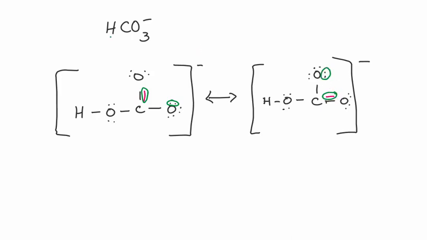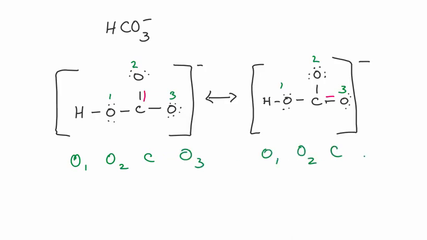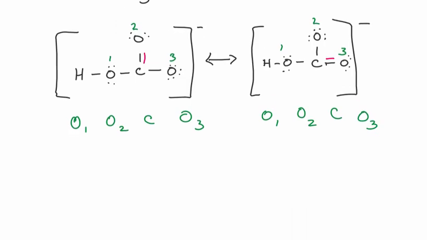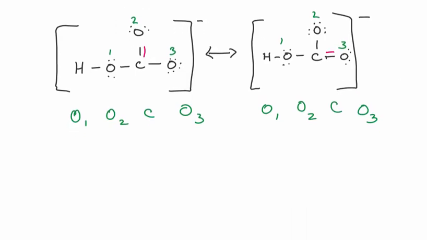If I number these atoms, or the oxygens rather, the carbon is fairly self-explanatory, but if I number the oxygen atoms thusly, then we can calculate the formal charge. So I have oxygen 1, oxygen 2, carbon, oxygen 3, and I'm just going to go through the motions to calculate the formal charge. So like before, we start with the valence electrons. Each oxygen comes in with 6 valence electrons. The carbon comes in with 4 valence electrons.